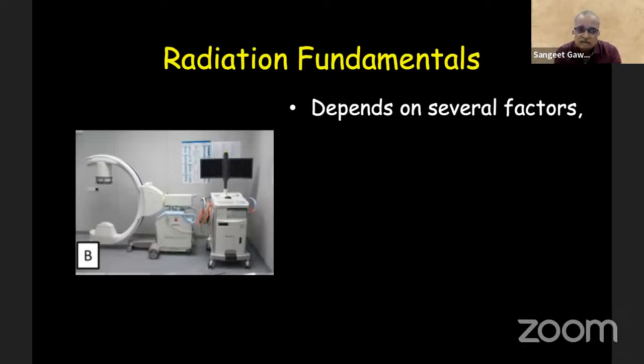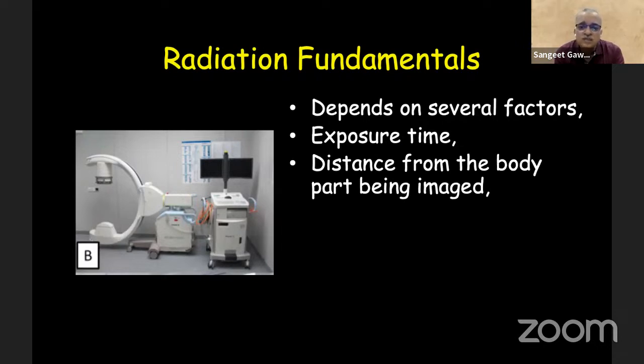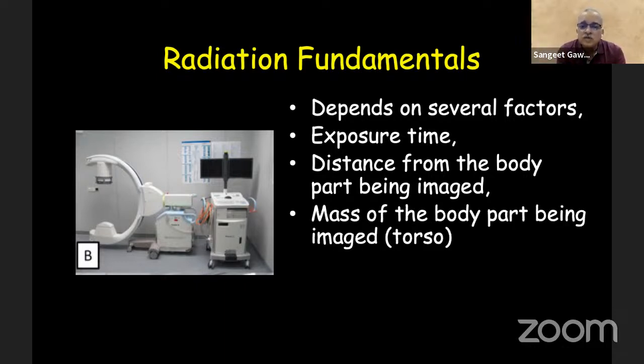The fundamentals when you are handling this equipment depend on several factors. And these are: how much is the exposure time? What is the distance from the body part being imaged? That means where is the camera and where is the body part of the patient? Mass of the body part being imaged, like an extremity, requires lesser radiation.